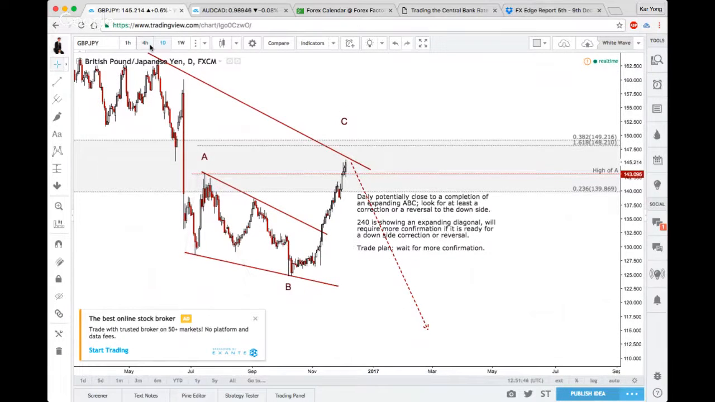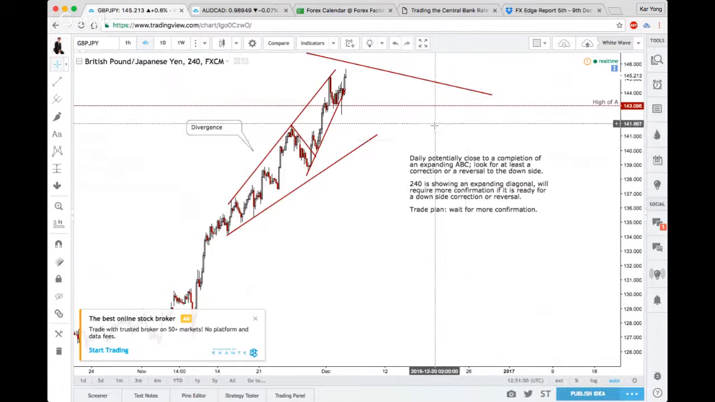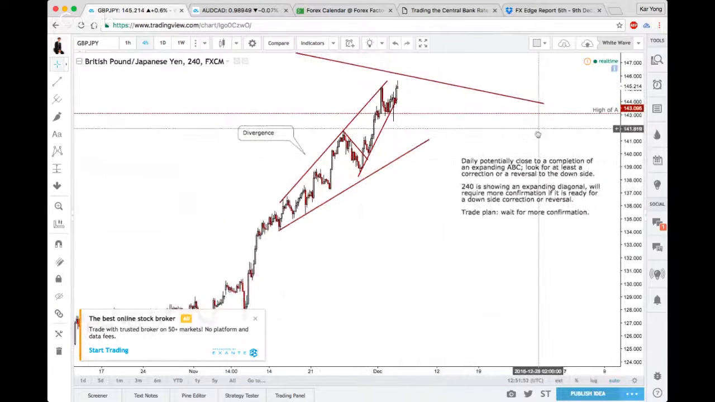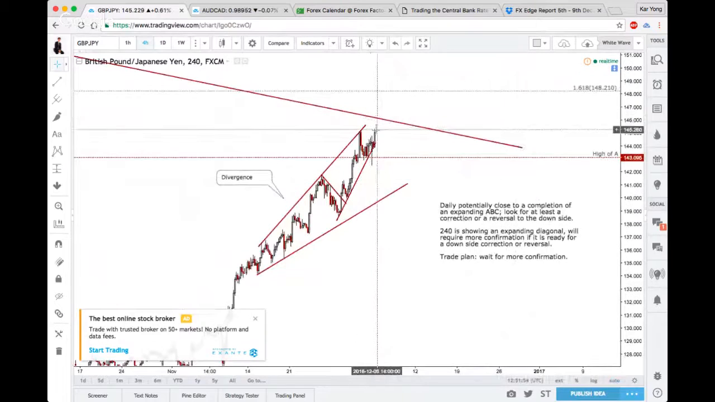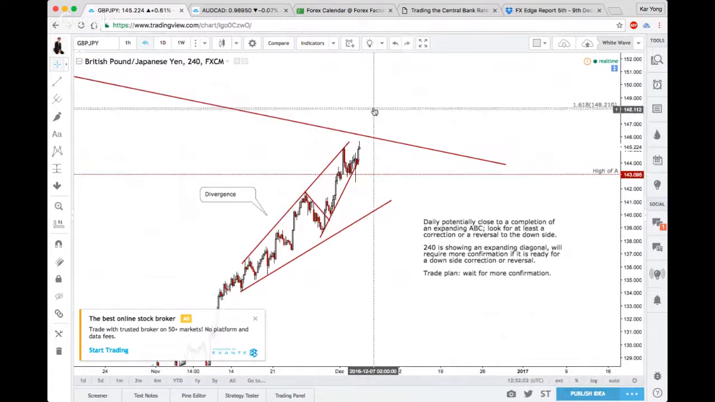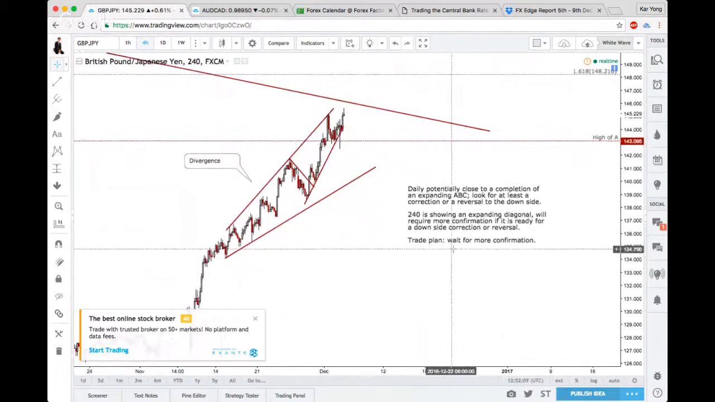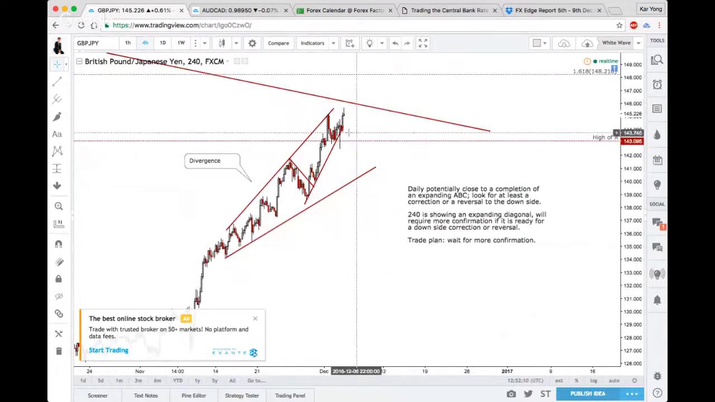So Pound Yen has been going up very strong. We are expecting it to end somewhere around this area already, because this trend line is the one that I showed you on daily. We are expecting it to see some form of resistance, or even at the 148.20. So it's very close to that. Be patient, wait for it. That's why I say over here, trade plan: also wait for more confirmation. Do not rush into the trade.